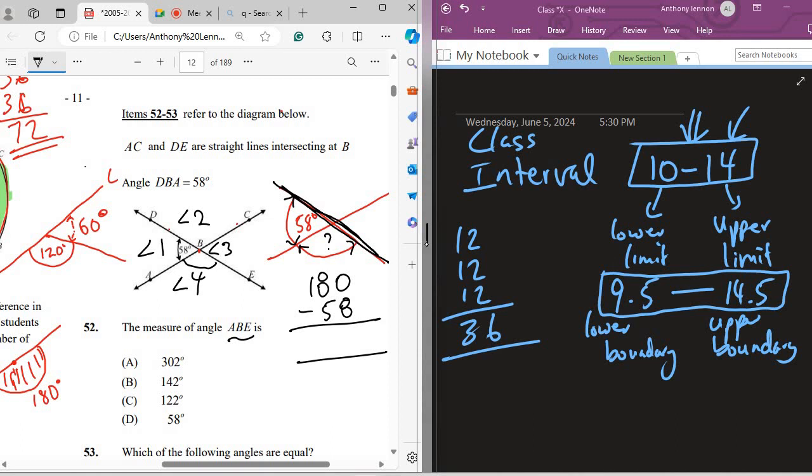So 8 from 0, you borrow 1 from 8, put it by the 0, that's 10. 8 from 10 is 2. 5 from 7 is 2. And we have nothing below the 1, so that's 1. So that's 122. The answer is C.